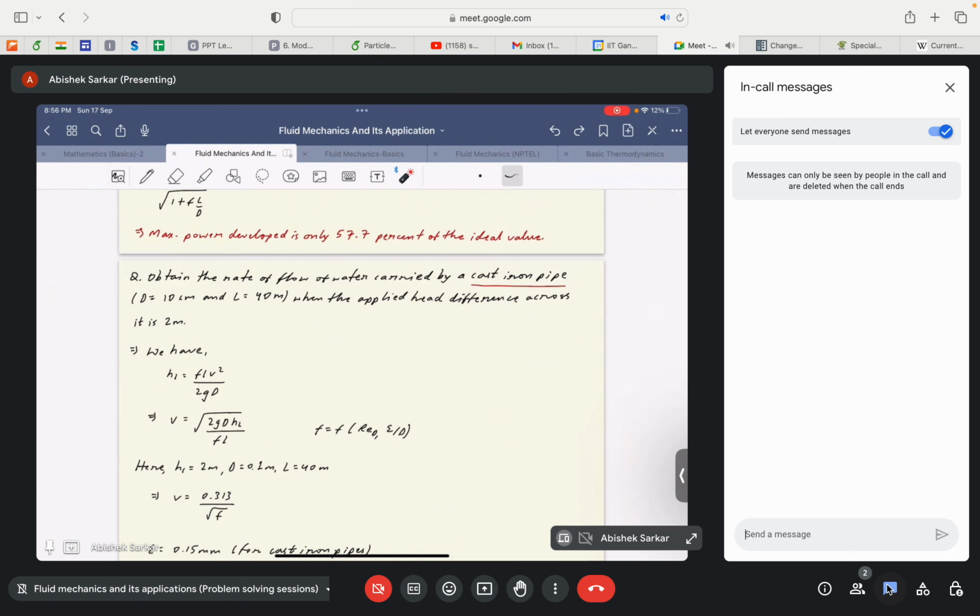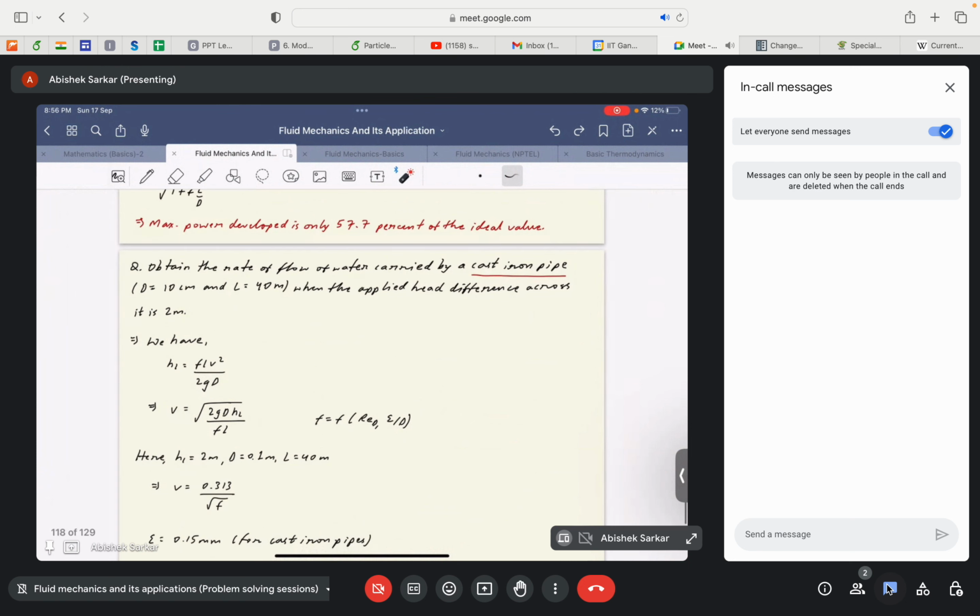See, here they have not mentioned the value of the relative surface roughness. Instead, they have mentioned the material. So in the case of competitive exams like GATE or ESE, I will say that most of the time you will be explicitly given the value of the surface roughness. Okay, the equivalent surface roughness or the average surface roughness, as they say.